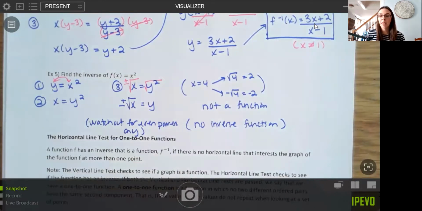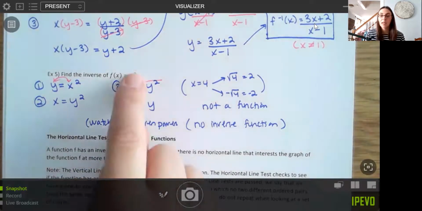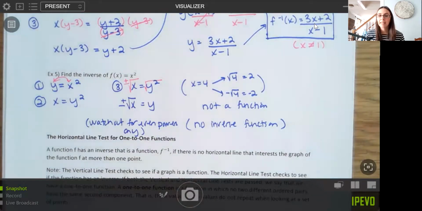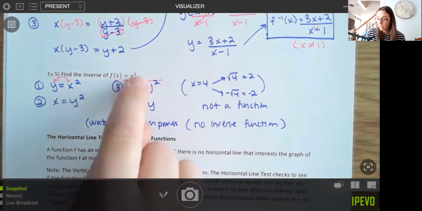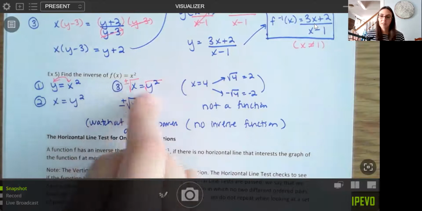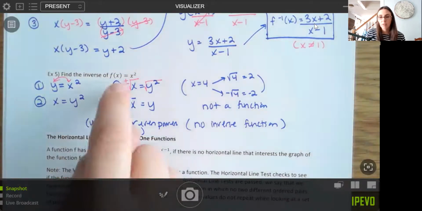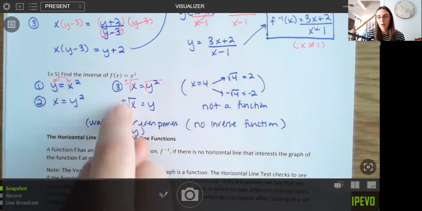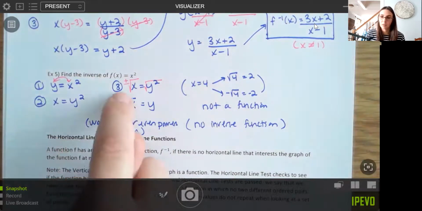So don't assume that anytime you see an x squared, it's always not an inverse. It depends if there's a restriction or not. If there's no restriction, so here there's no restriction, then it doesn't have an inverse. But if we're able to restrict it sometimes, you do want to go through the process and check to see if you still get that plus or minus idea.